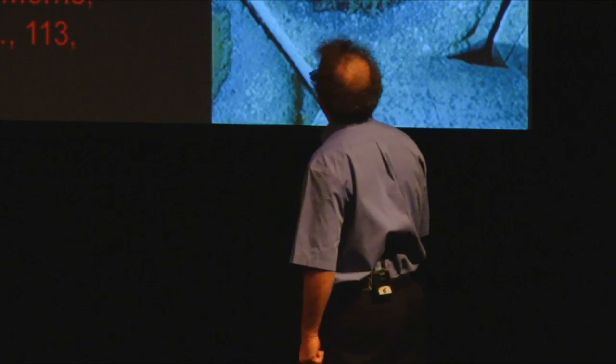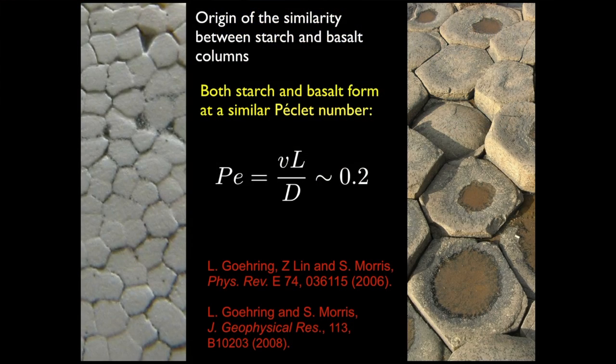And what we should find is that all columnar joints should grow near, no matter whether they're in starch or basalt, they should grow at a value of the Peclet number which is the same. It's universal, okay? And I'll show you in a moment, we find that that value is about 0.2.